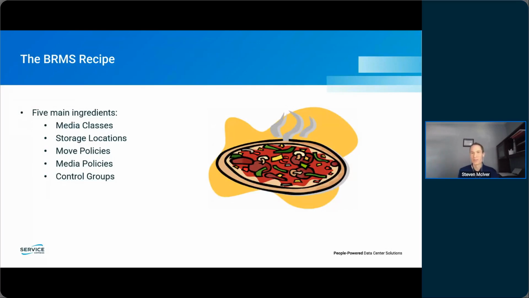So you see a picture of a pizza here. We're going to talk about the BRMS recipe. This is the overhead view of BRMS and all the pieces that make it up, as I like to think of them, ingredients for this recipe. So we have 5 main ingredients that we're going to talk about: media classes, storage locations, move policies, media policies, and finally, this whole completed pizza, control groups.